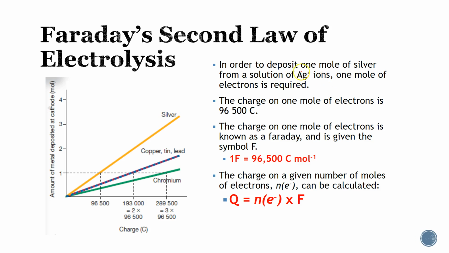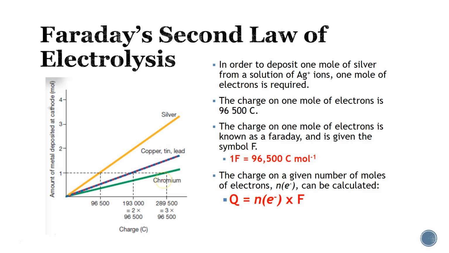If I want to deposit 1 mole of silver, then I need to put through 1 mole of electrons, 96,500 coulombs, 1 Faraday. If I go then and look at copper, tin and lead, and if you remember your common ions of these, they're all 2+. And if we have a look, the amount of coulombs that we need to deposit 1 mole of copper, tin or lead is actually 193,000, which is 2 Faraday of charge. So in order to deposit 1 mole of metal with a 2+ charge, I have to put in 2 moles of electrons. Makes sense.